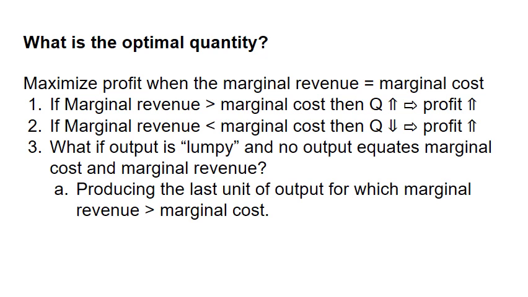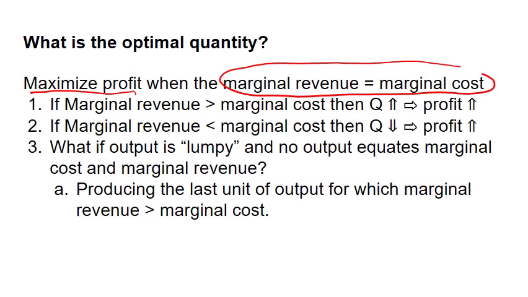We're going to start our discussion of pricing by talking about the quantity that maximizes profit. You may remember from your Principles of Economics class that a firm maximizes profit when it finds the quantity that makes marginal revenue equal to marginal cost.